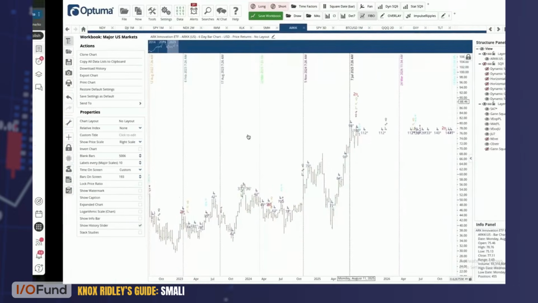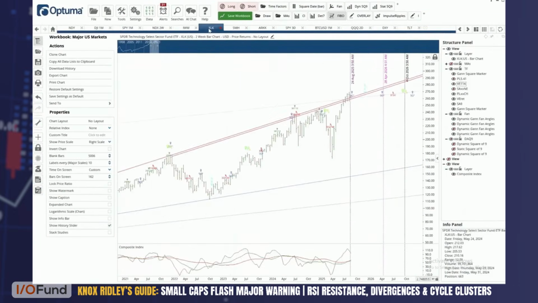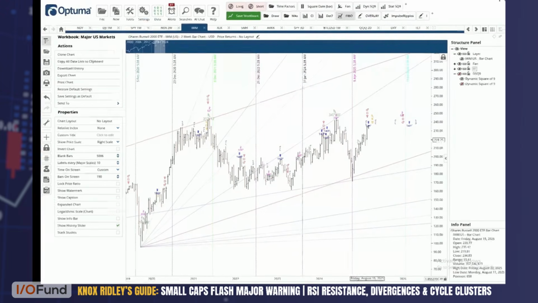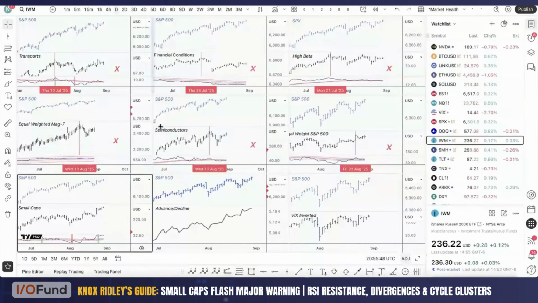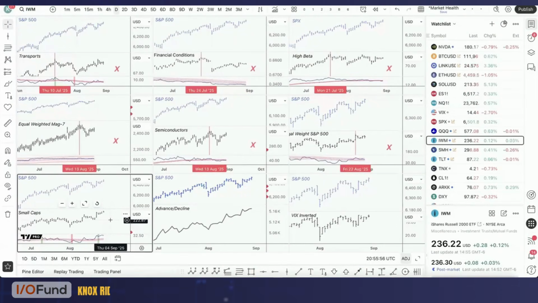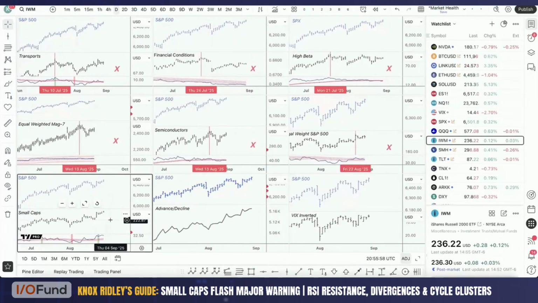And then you factor in that it's trending up into this cluster of time cycles. I'm pointing that out because you can look at that and say, oh yeah, small caps look great, they're going up with the S&P, but everything I see from a technical perspective is flashing a really big warning. So anyway, just pointing that out.